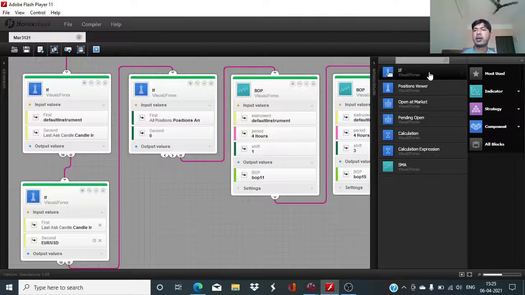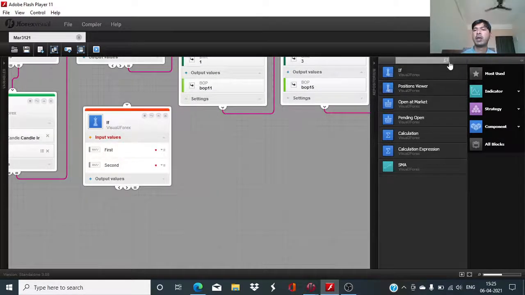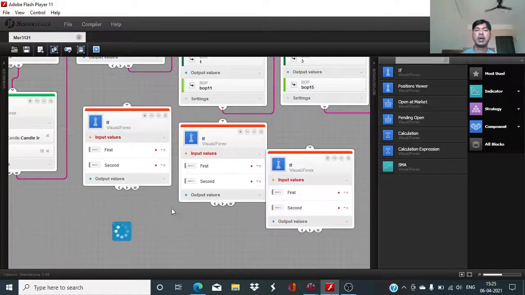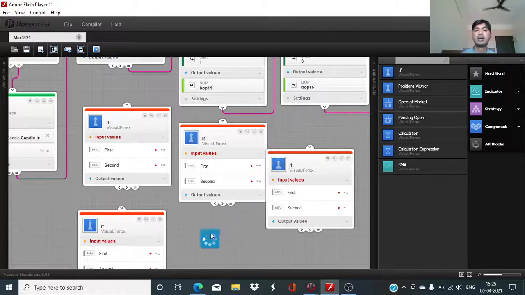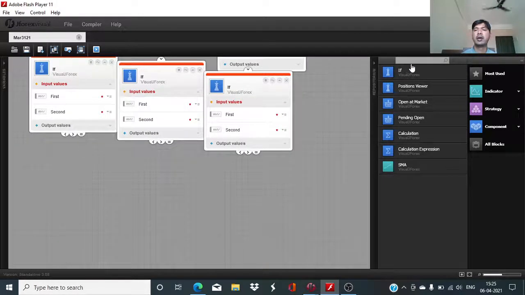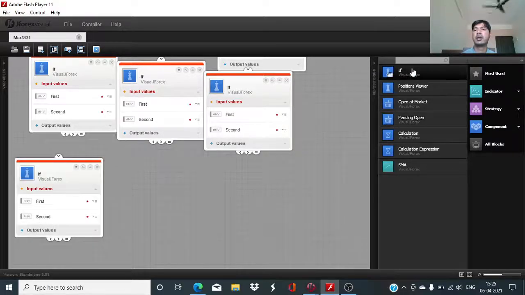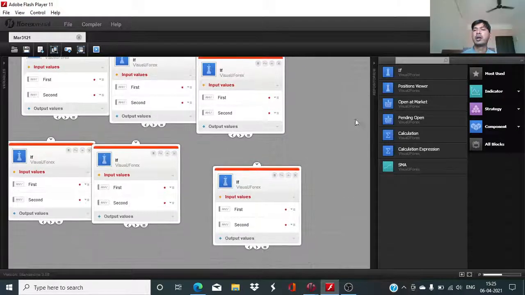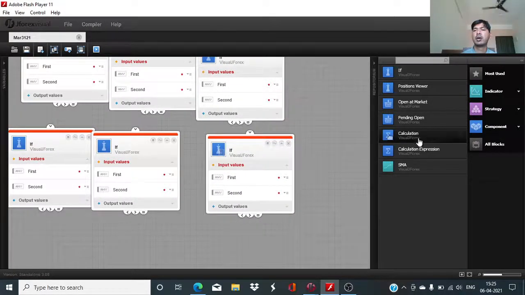So now we head back to the Visual JForex board, and here I will bring in the if blocks. We are going to need 9 of these. For the time being, I will bring 6, or let us add all 9 at the same time, and then it will be the open at market order.